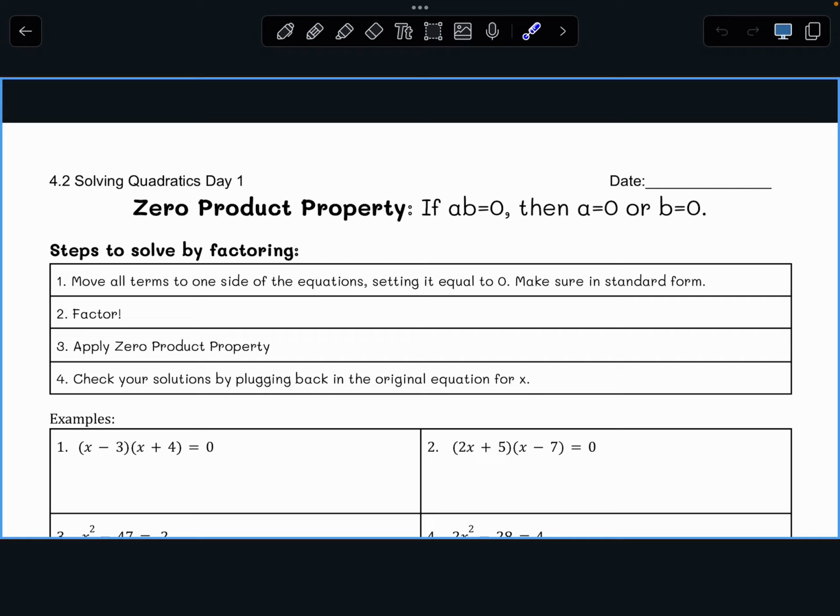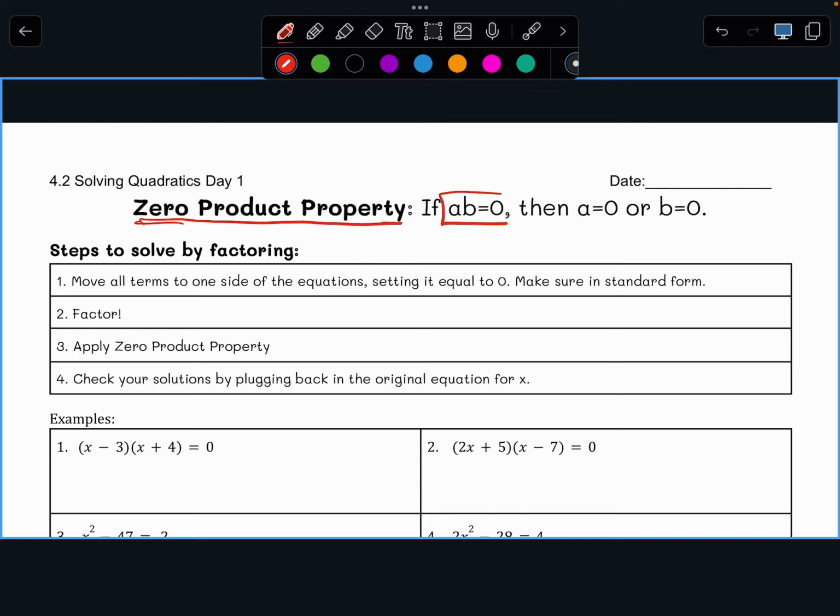When we have a quadratic equation, the first thing that we need to be aware of is this idea of the zero product property. If I have two things that multiply to equal zero, then one of them has to be zero, right? The way that I can get an answer of zero is that I am multiplying by zero. So either A is zero or B is zero. One of them has to be zero in order for the answer to be zero.